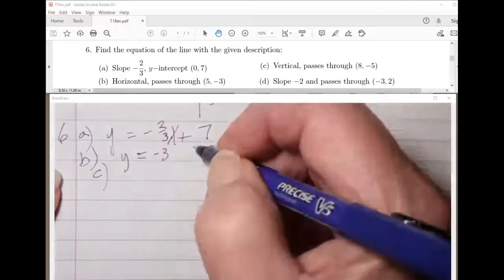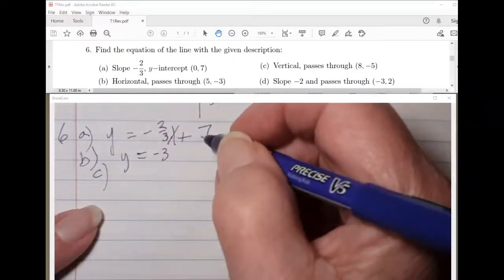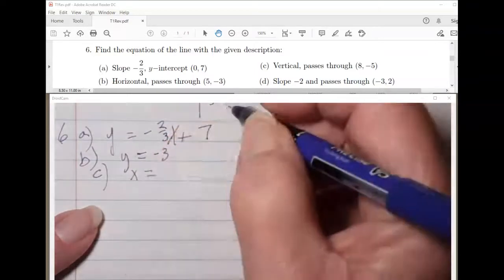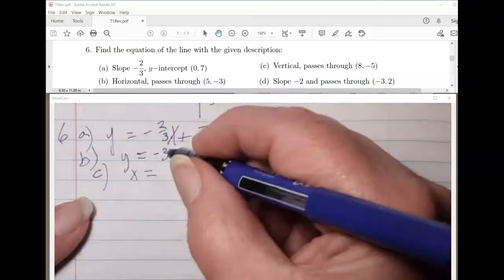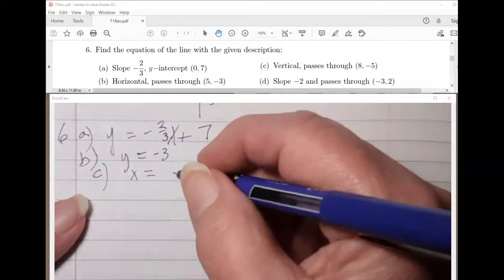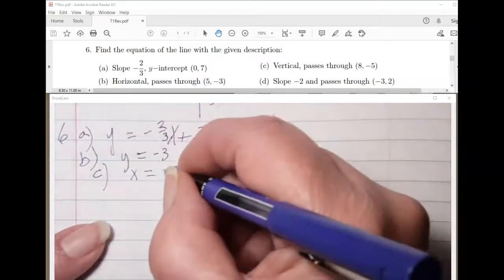Part C says we want a vertical line passing through 8, negative 5. Well, vertical is x is equal to something. Hoi bucks, right? Hoi bucks. Horizontal is y, vertical is x. X is equal to 8 in this case.